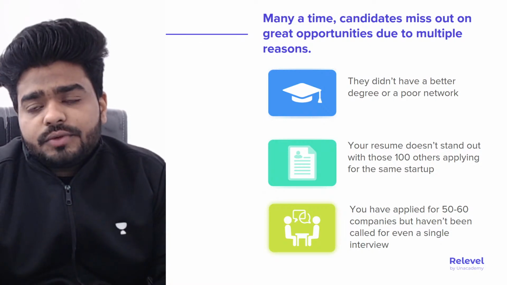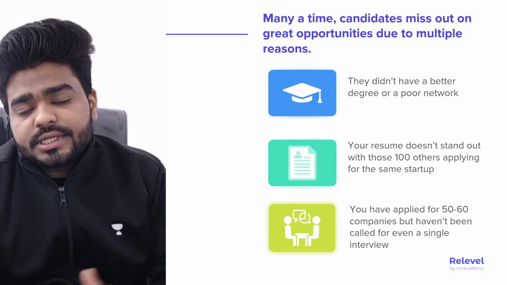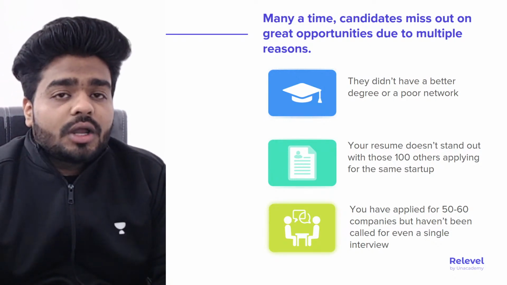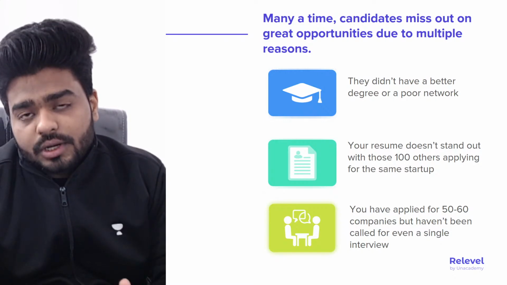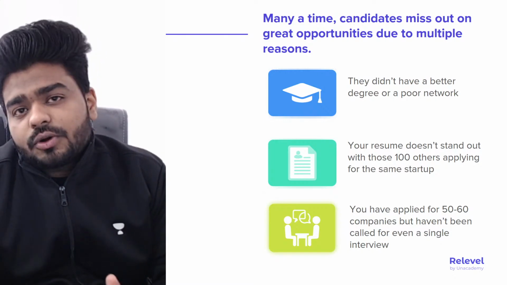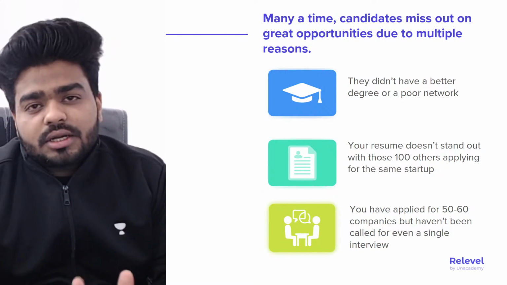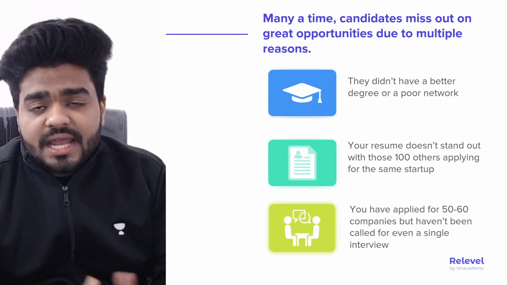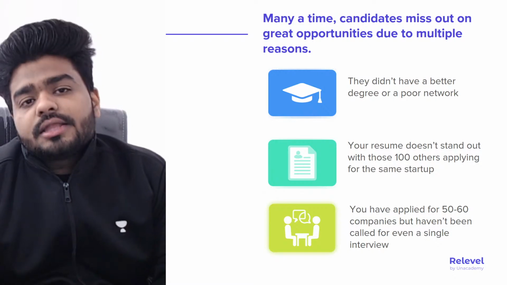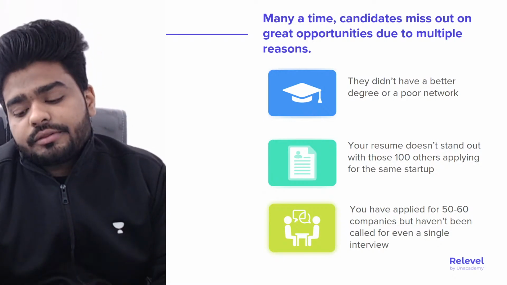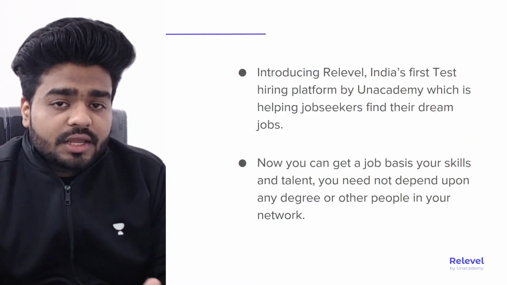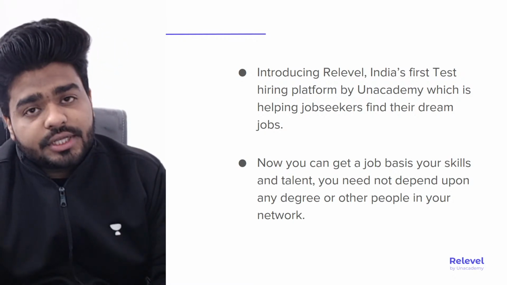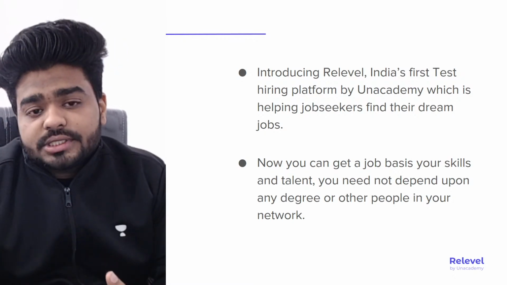And we have also seen that most engineering graduates apply to 50-60 companies and still do not get a callback because of their college. They are from a tier 3 college, which is not so famous, and all the companies want good candidates from good colleges. So they have the skills, still they do not get any call. Because of these multiple reasons, we came up with this idea, which is Relevel. It is India's first test hiring platform by Unacademy, which is helping job seekers find their dream jobs. So you can get a job based on skill and talent.